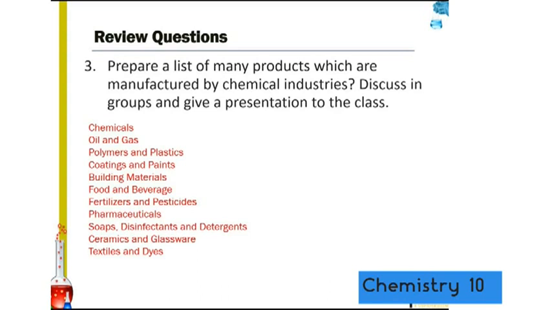as acids and bases and oxidizers, oil and gas, polymers and plastics, coatings and paints, building materials such as cement, food and beverage, so many of the preservatives and flavorings that we have in food, agrochemicals such as fertilizers and pesticides, pharmaceuticals, soaps, disinfectants and detergents, ceramics and glassware, and textiles and dyes.